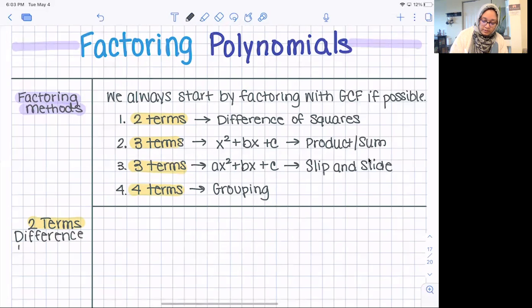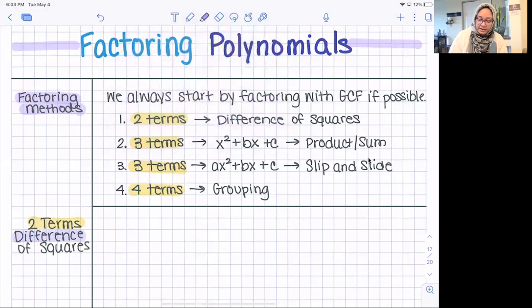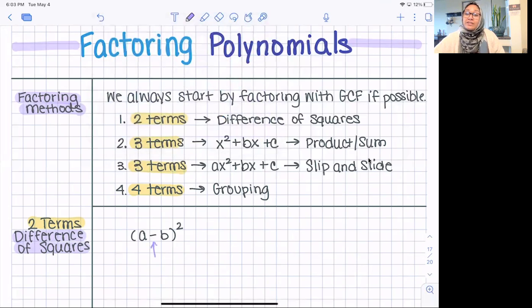Difference of squares. Okay. And this method is used at a very specific time. When I have a binomial, which is 2 terms, where 2 numbers are being subtracted, and then that binomial is raised to the second power. This is why it's called difference of squares. If you look at this, we have a difference in the binomial because we know that difference means subtraction. And we have a square, right? We have it raised to the second power.